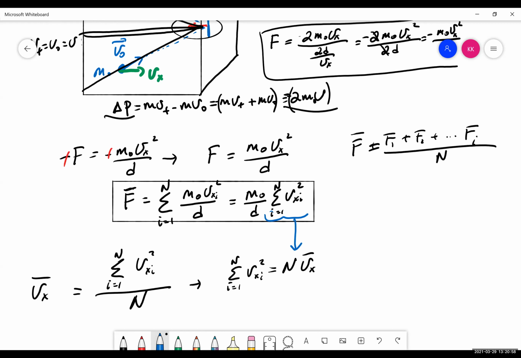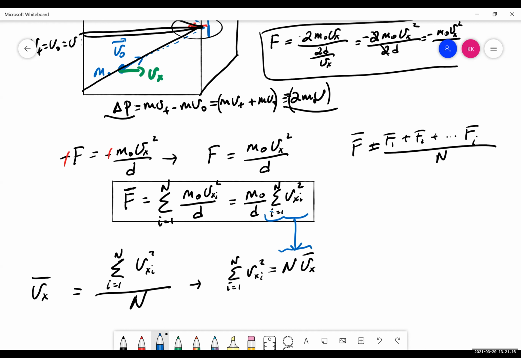Because they are again equivalent. But what I'm doing, I'm going from a microscopic quantity, an individual velocity, Vxi, the individual velocity, to a more macroscopic, like a big picture, right?